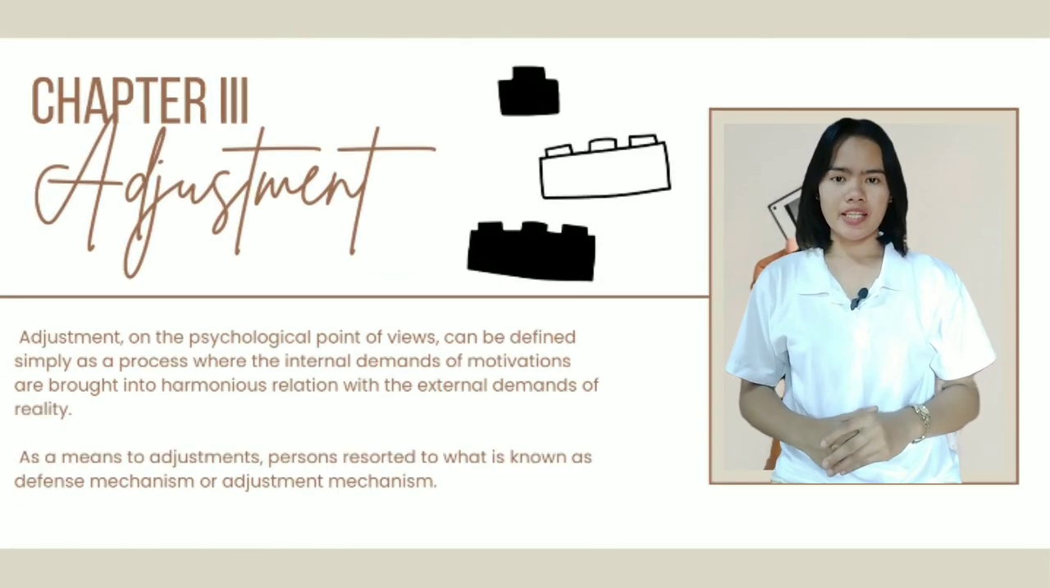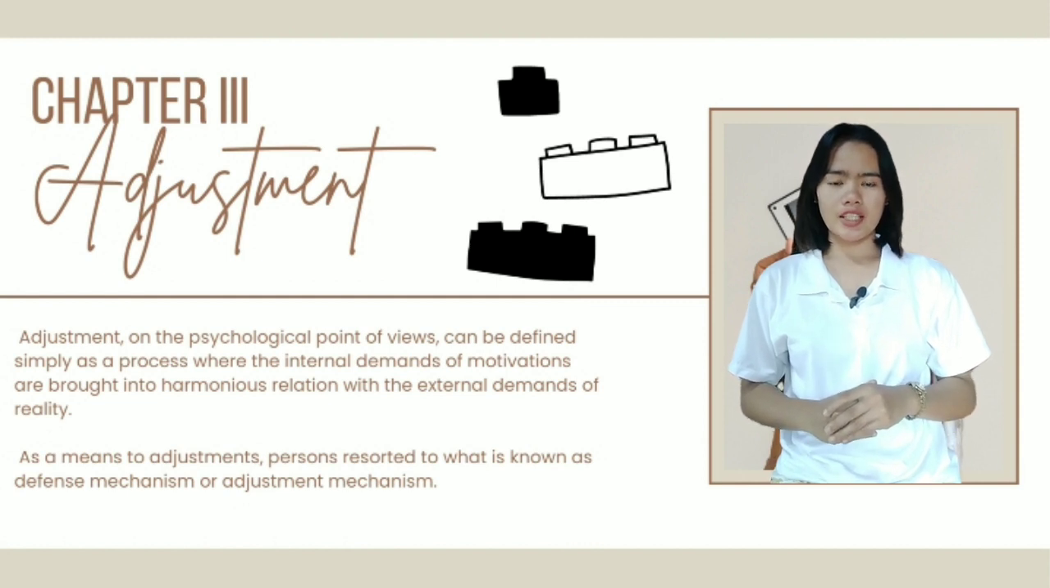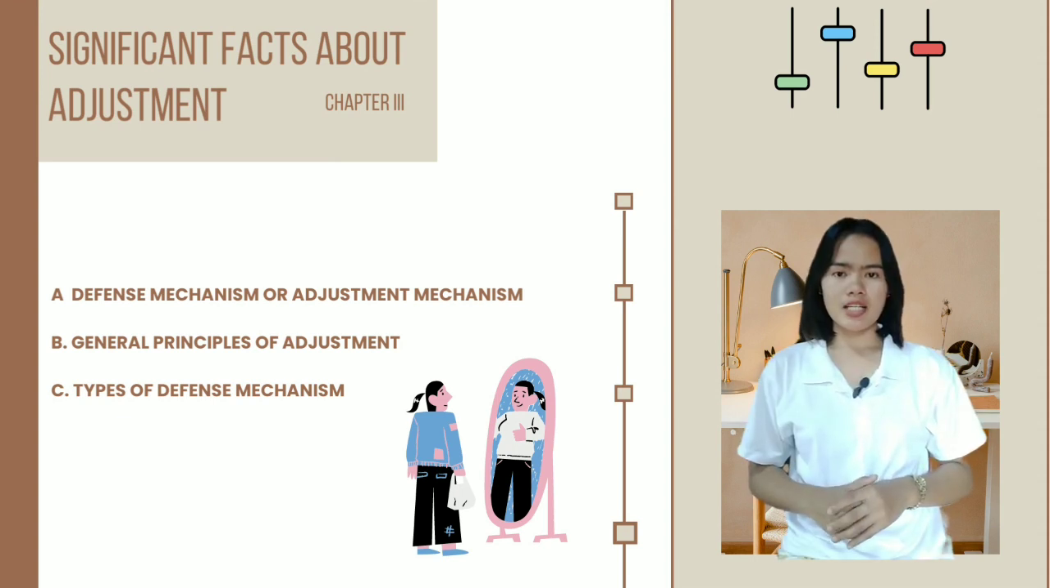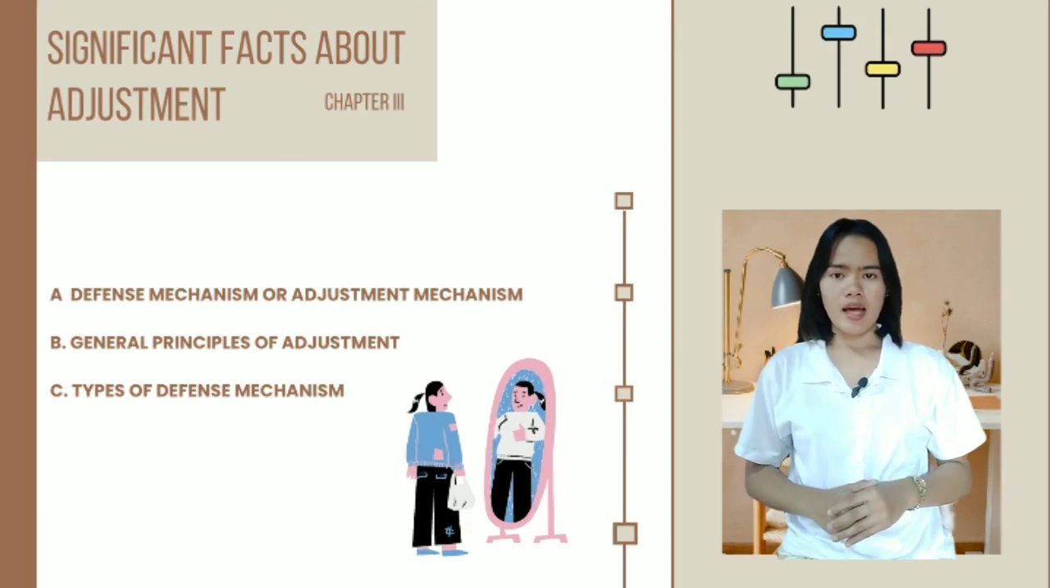Now, let us move to Chapter 3, the adjustment. When we say adjustment, from the psychological point of view, it can be defined simply as a process where the internal demands of motivations are brought into harmonious relation with the external demands of reality. As a means of adjustment, persons resort to what is known as defense mechanism or adjustment mechanism. Defense mechanism or adjustment mechanism is used to defend the ego. These are unconscious strategies people use to reduce anxiety by concealing the source from themselves and others. There are general principles of adjustment: the biological level, the psychological and interpersonal level, and the socio-cultural level.